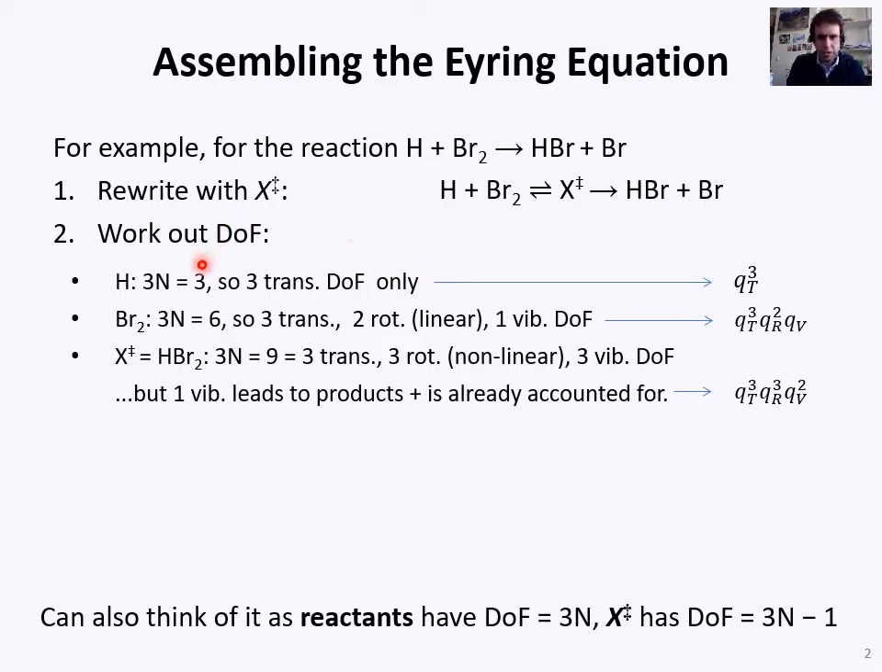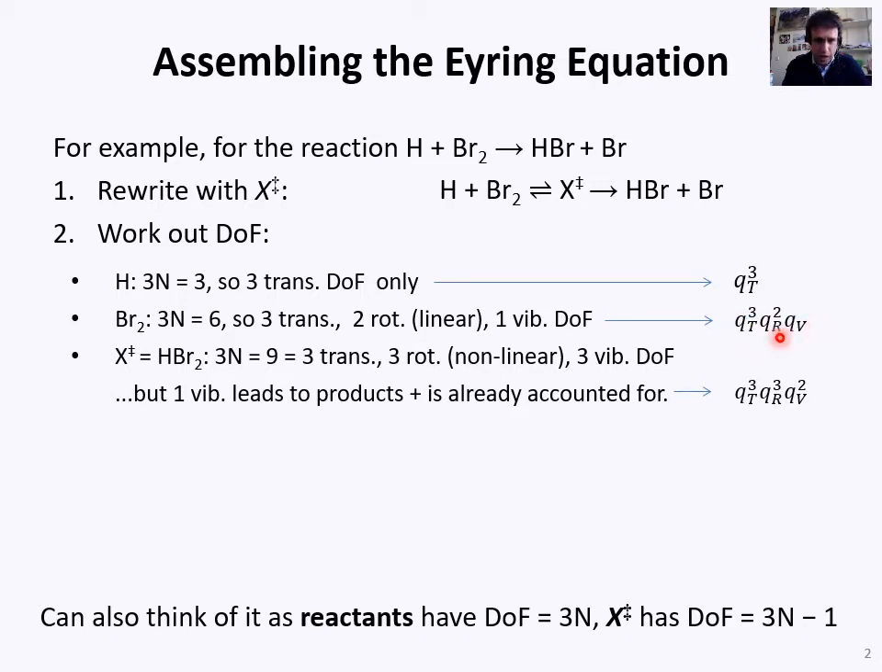So, we do the degrees of freedom for the reactants. H is just a single atom, so it's got 3 degrees of freedom, three translations, and this is how we can write its partition function. Likewise, Br2 has 6 degrees of freedom: 3 translations, 2 rotations, because it's a linear molecule, as it's only got 2 atoms in it, and 1 vibration. So the partition function is going to be this.